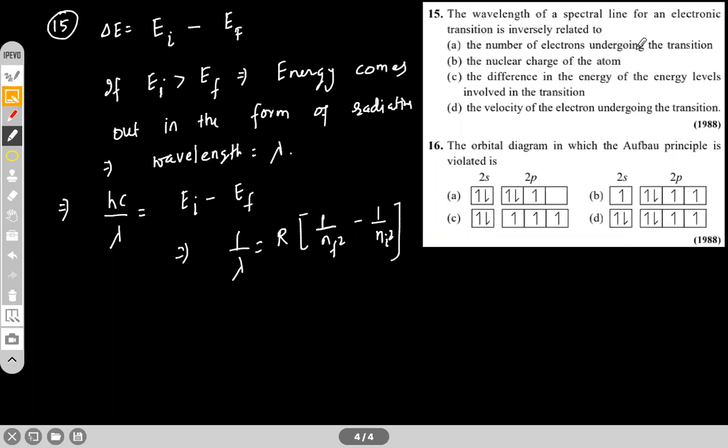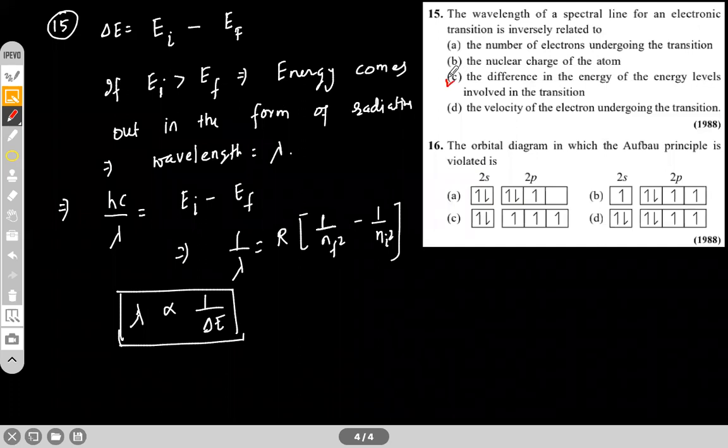The number of electrons undergoing a transition? No. The nuclear charge of the atom? No. The difference in the energy of the energy levels involved in the transition? The velocity of the electron undergoing the transition? Obviously, delta E is equal to hc by lambda, so lambda is inversely proportional to delta E. That is the difference in the energy of the energy levels involved in the transition. That's why for question number 15 the correct answer is C.